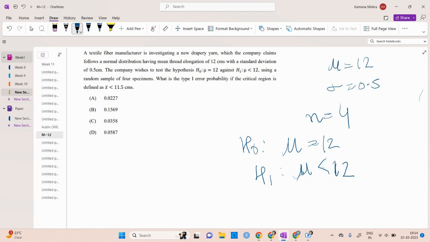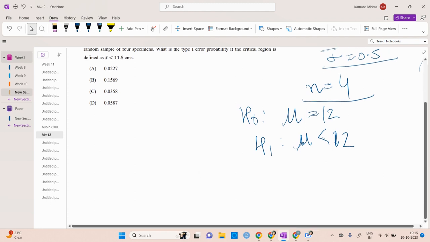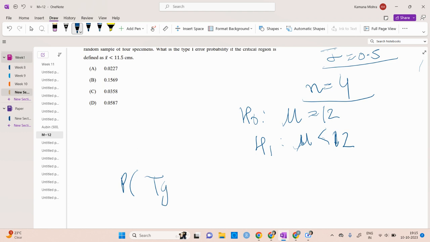So now, what I have told earlier is that whenever you have mu less than 12 or mu greater than 12, this means it is a one-sided test, right? One side tail test or one tail test. One tail test means greater than or less than, and if it is not equal to, that means it is a two tail test. So here we are dealing with a one tail test. N is equal to 4, mu is given, and we need to find the type 1 error probability, which is also denoted by alpha.